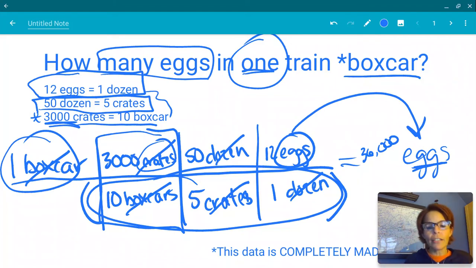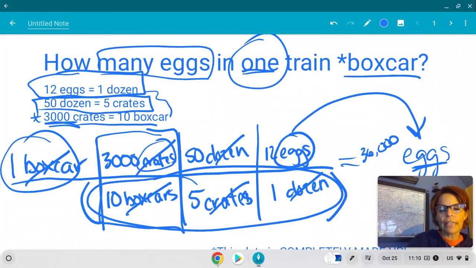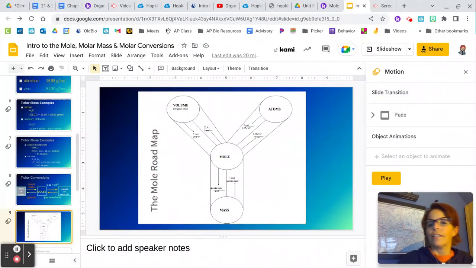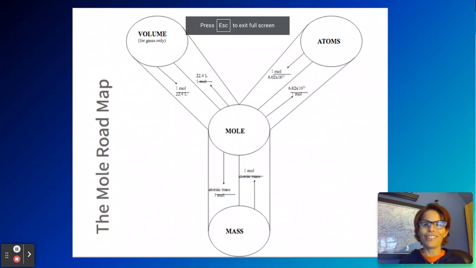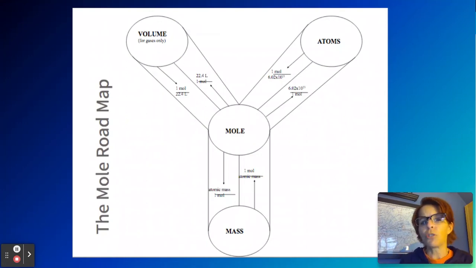All right, so I've shown you how to do conversions. Now let's bring that all back to using moles and molar masses and molecules and all that. So let's take a look at your mole roadmap. One more time, let's say that you start with moles. So let's say I give you 2 moles and I want to know the mass. We're going to start in the middle section and we're going to head down to where it says mass.